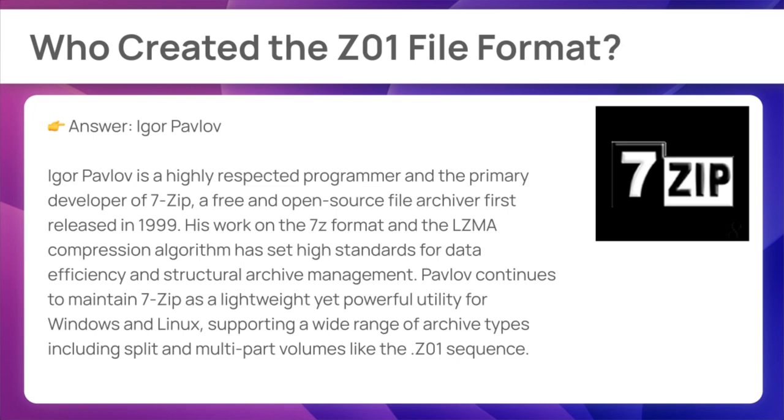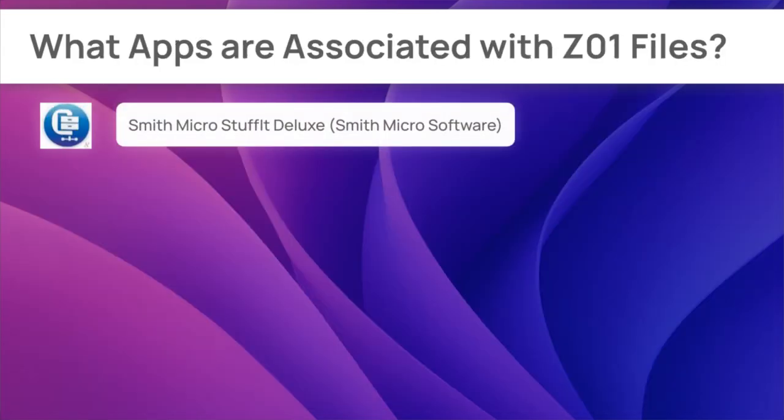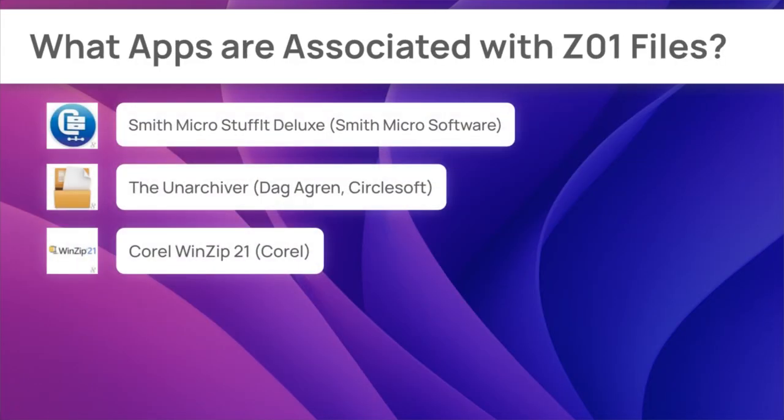The archiving software divides the original archive into smaller chunks, each with a sequential extension. To extract the complete archive, all parts must be present in the same directory, and the extraction process is typically initiated using the first part, Z01. Typically, Z01 files can be opened with Smith Micro StuffIt Deluxe, created by Smith Micro Software.